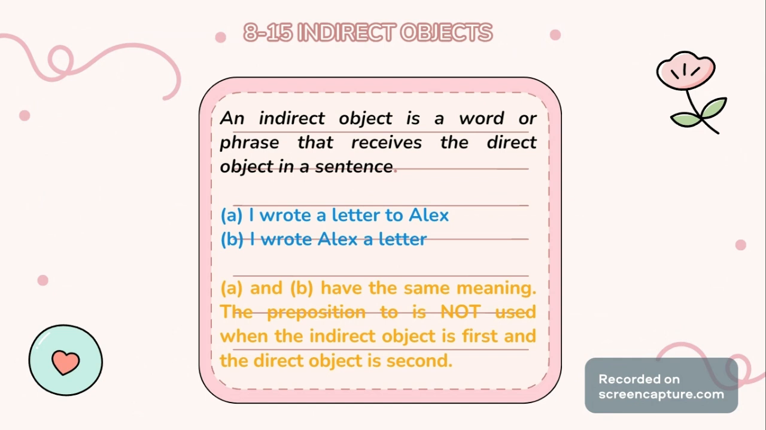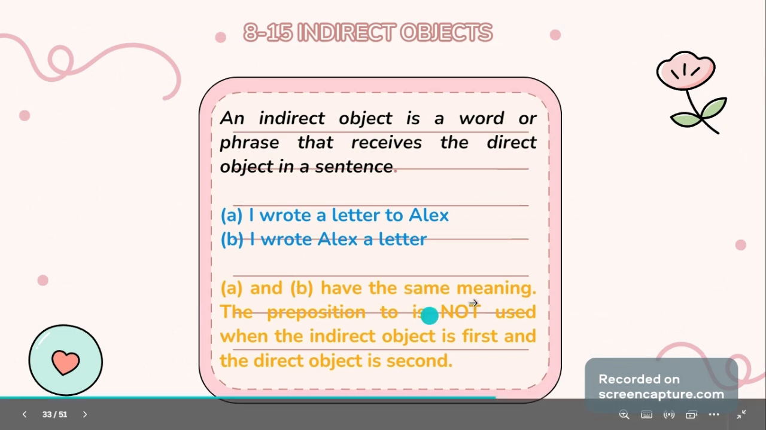Next, indirect objects. An indirect object is a word or phrase that receives the direct object in a sentence. Example, A. I wrote a letter to Alex. And B. I wrote Alex a letter. So the difference is in the object order. A and B have the same meaning. The preposition to is not used when the indirect object is first and the direct object is second. So the difference between A and B you can see and you can read it.